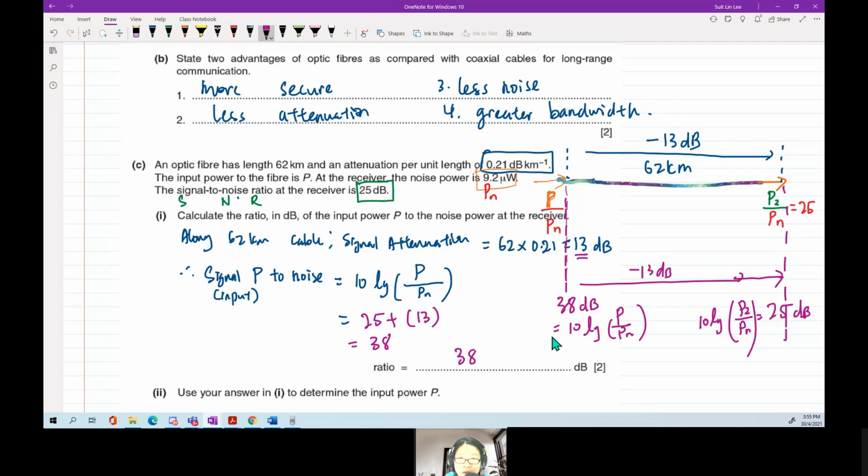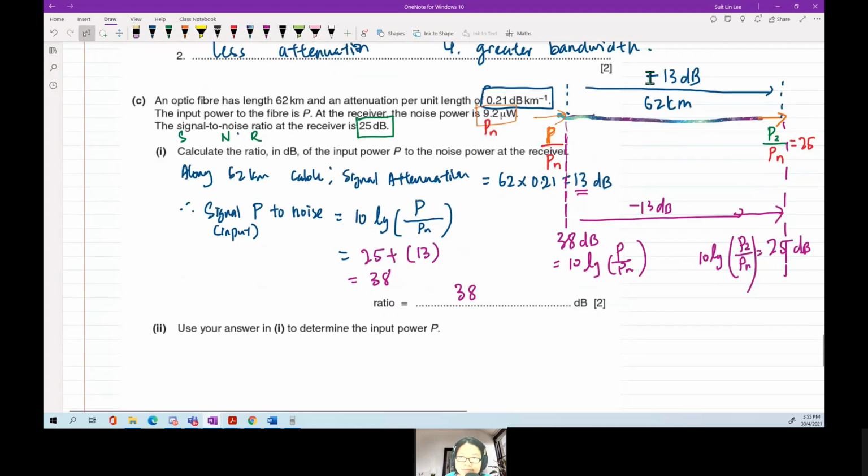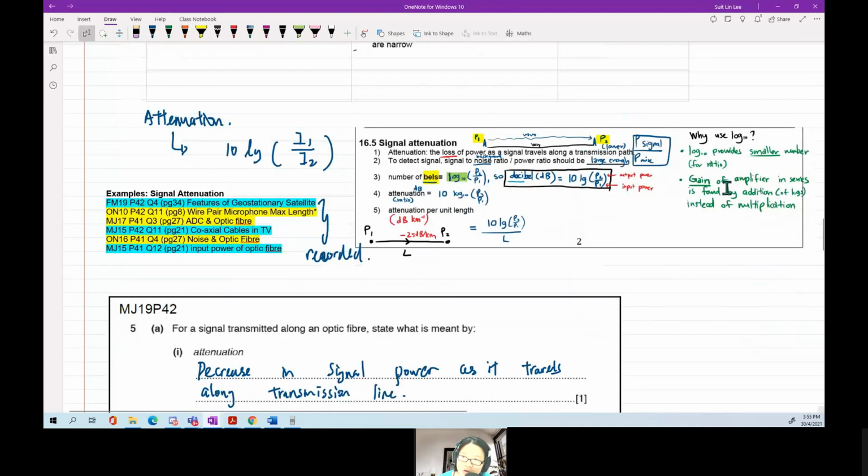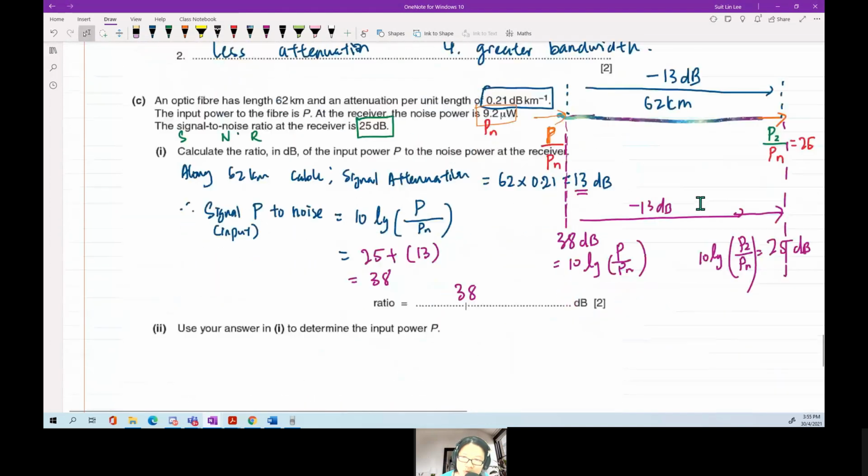Okay. So this is why we look for the attenuation per unit length. And this is what we mean by, when we start this process, why do we use log? Because the gain of the amplifier is found by addition. So right now the gain is negative 13. So I just need to add negative 13. So 38 plus negative 13 will give me 25.